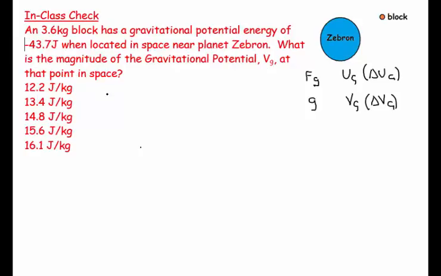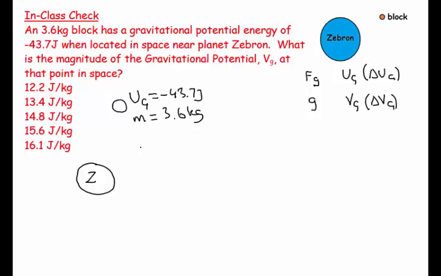So with that said, let's visualize. Here's my planet Zebron. I have no idea what the mass of it is, and I have no idea how far away I am. All I know is that this little block has a UG equal to minus 43.7 joules, and I know it has a mass equal to 3.6 kilograms.